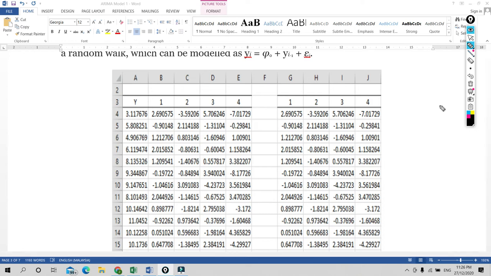So second order differencing is zi equals yi minus 2 yi minus 1 plus yi minus 2. These are second order differencing. In other words, this is a second order differencing.